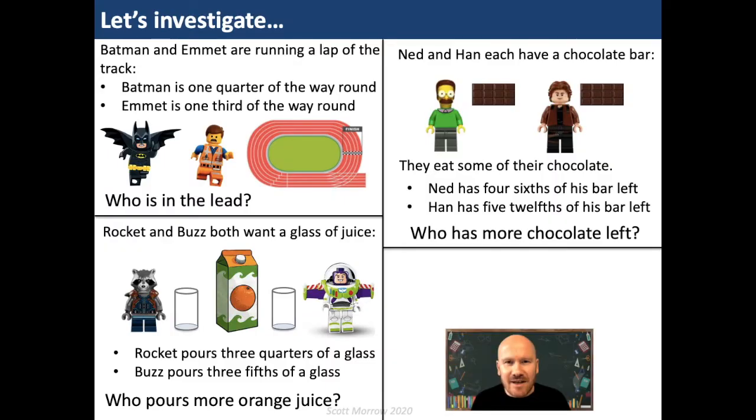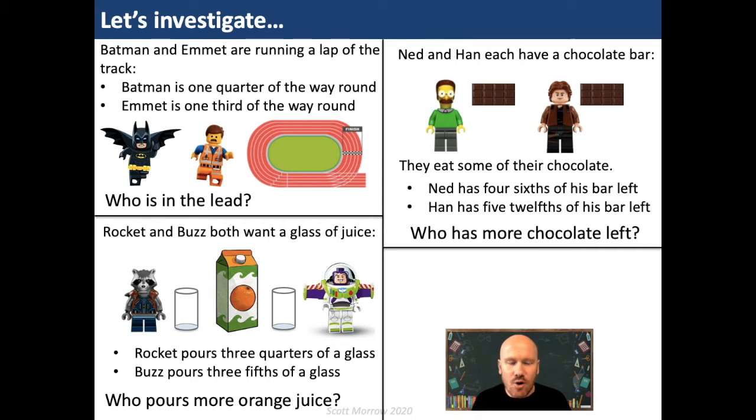It's time to get investigating with a partner. I've got 3 problems that I'd like you to have a go at together. Batman and Emma are running a lap of the track. Batman is 1/4 of the way round. Emma is 1/3 of the way round. Who is in the lead?